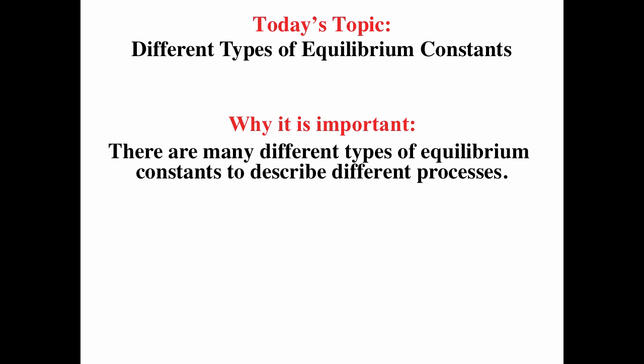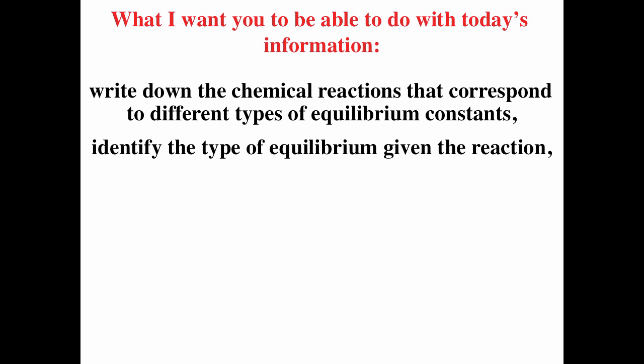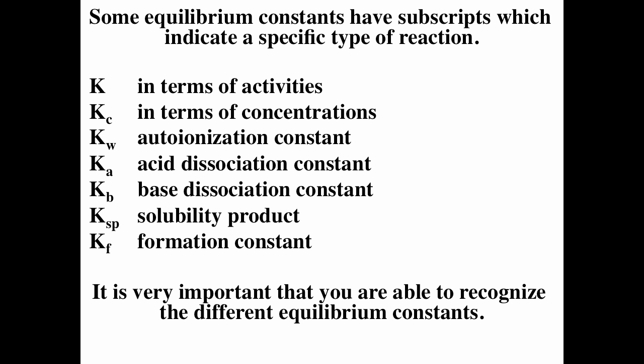This video is on different types of equilibrium constants. There are many different types of equilibrium constants that describe specific types of reactions. And so after watching this video, you should be able to write down the chemical reactions that correspond to the different types of equilibrium constants. You should also be able to identify the equilibrium constant for the given reaction. And some equilibrium constants have subscripts that indicate a specific type of reaction.